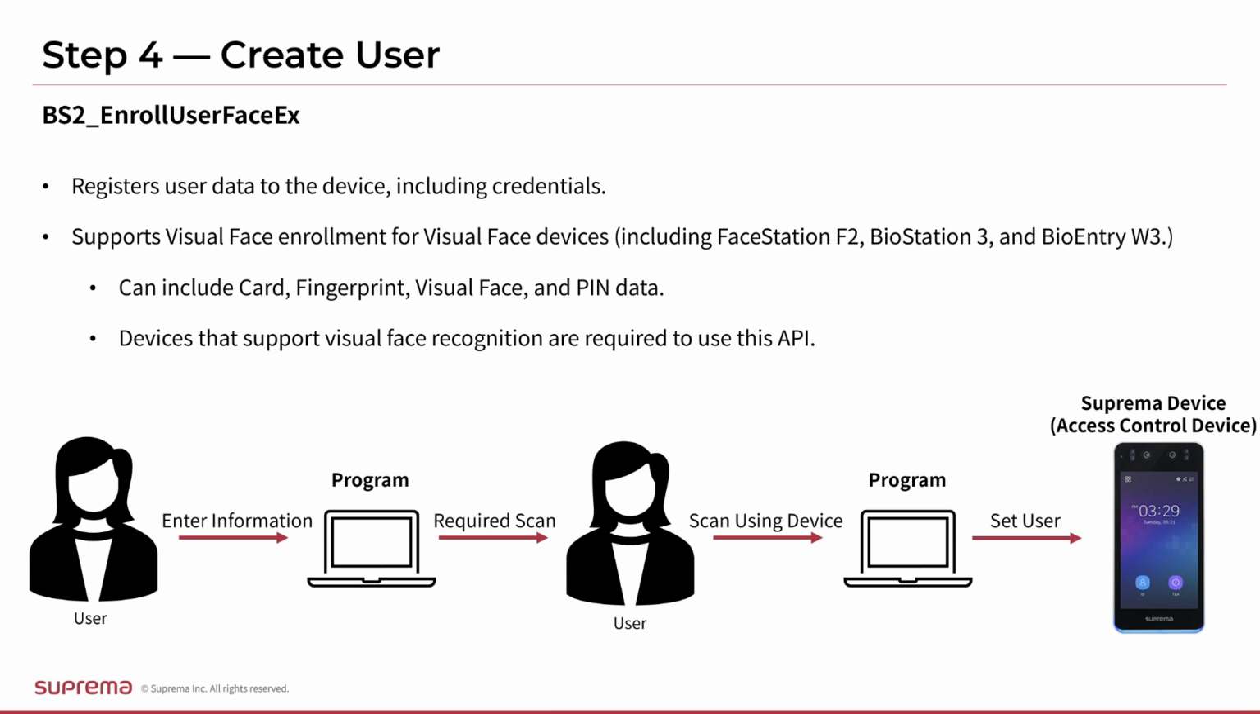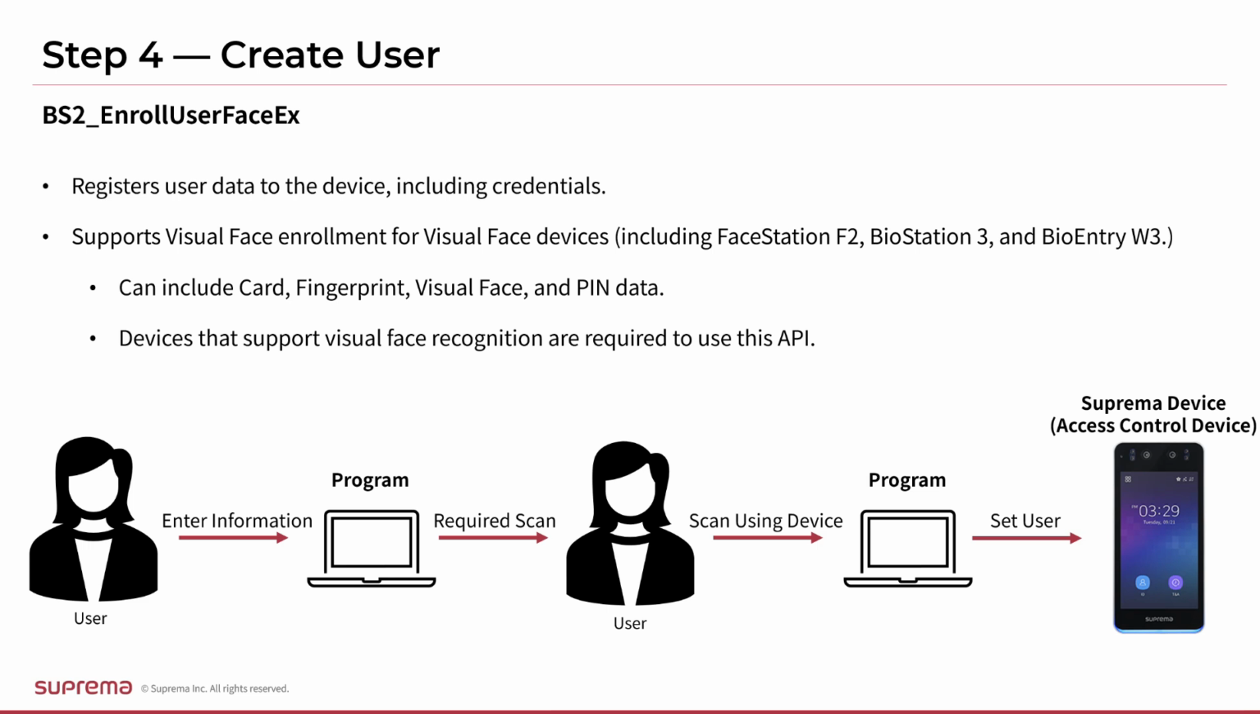Let's walk through the flow at the bottom. First, the user's basic information, such as user ID and username, is stored in the BS2 user struct in your program. Next, based on the order defined in your code, the program triggers credential scanning. Which credentials can be scanned depends on the device's capabilities. When the device scans a credential, the data is returned and populated into the corresponding fields in the BS2 user face EX blob struct. For example, face EX objects for visual face templates and card objects for card data.